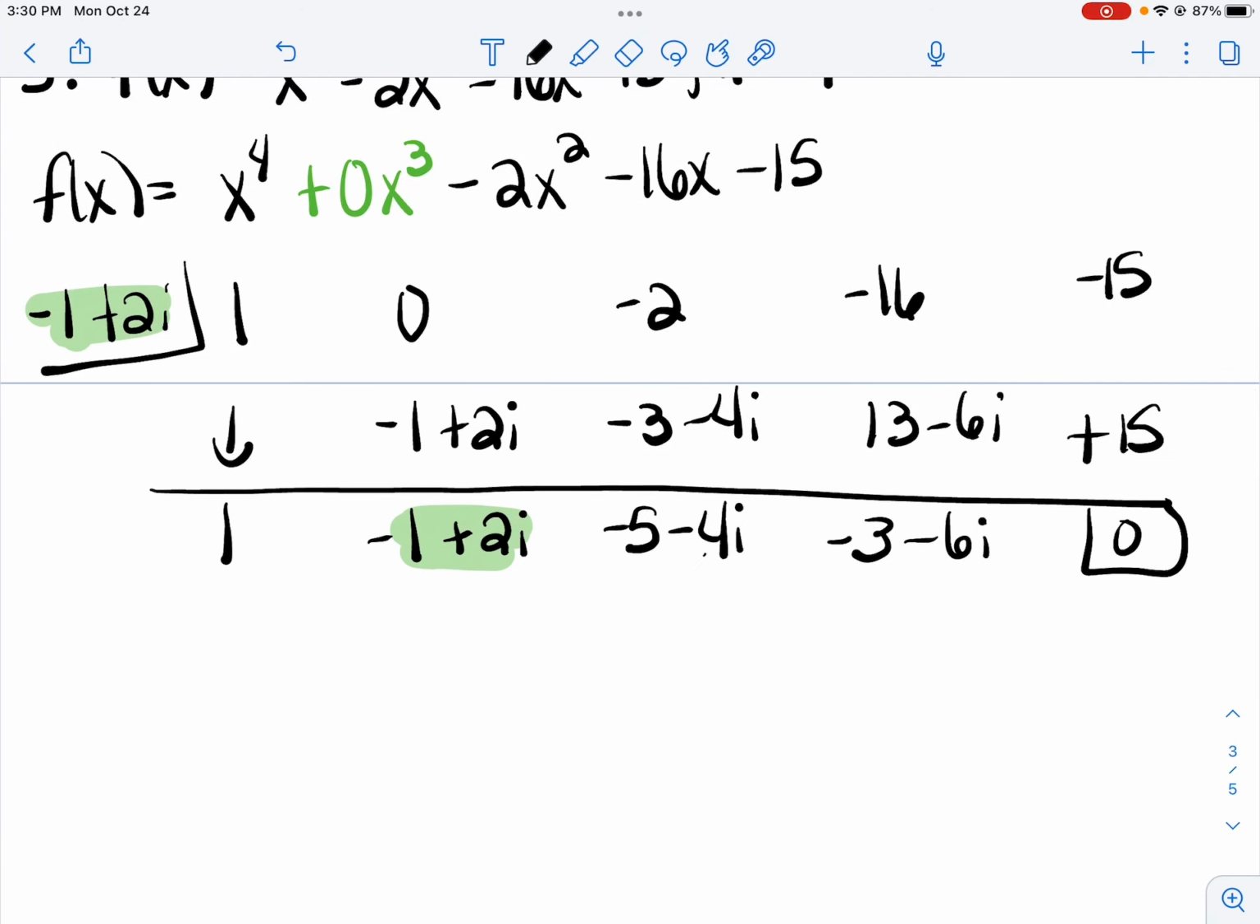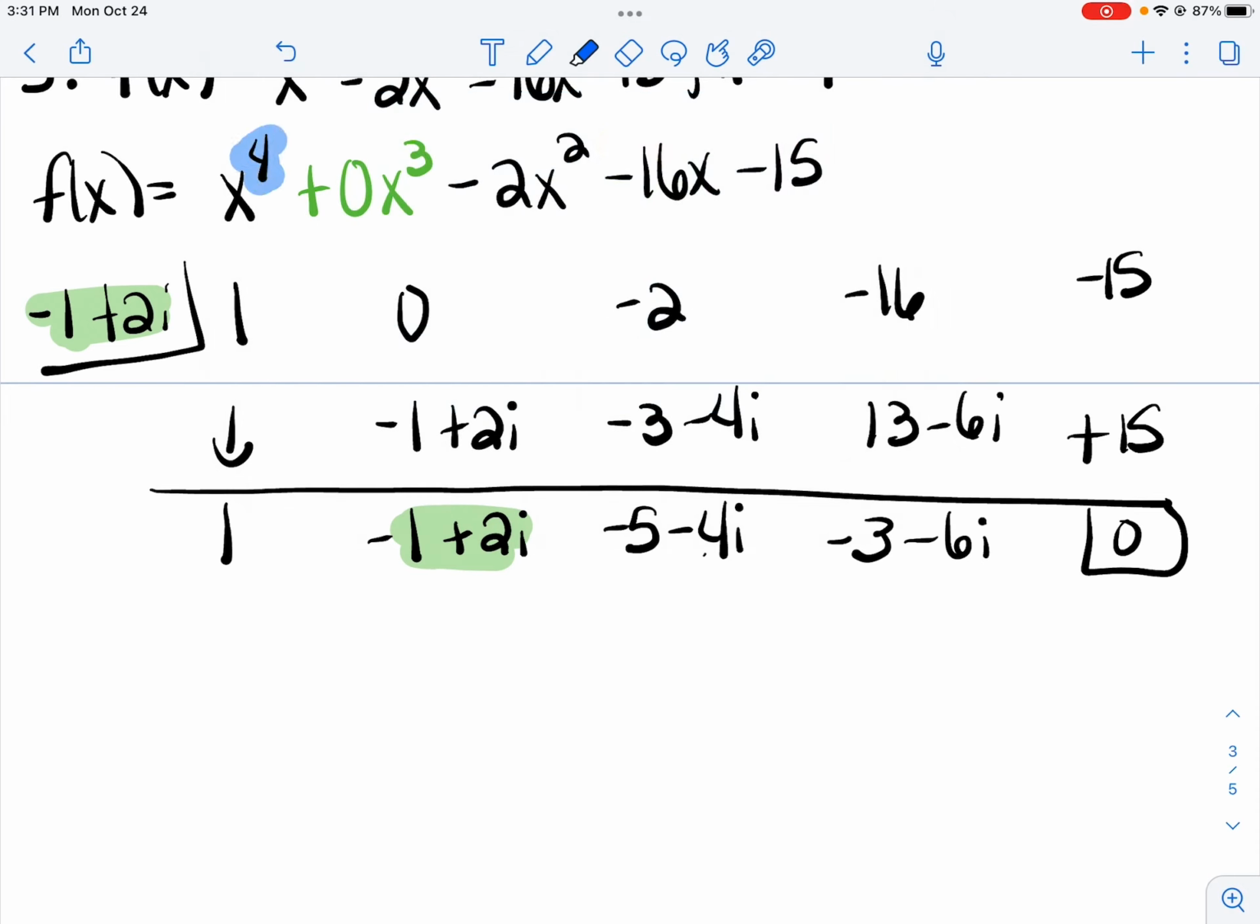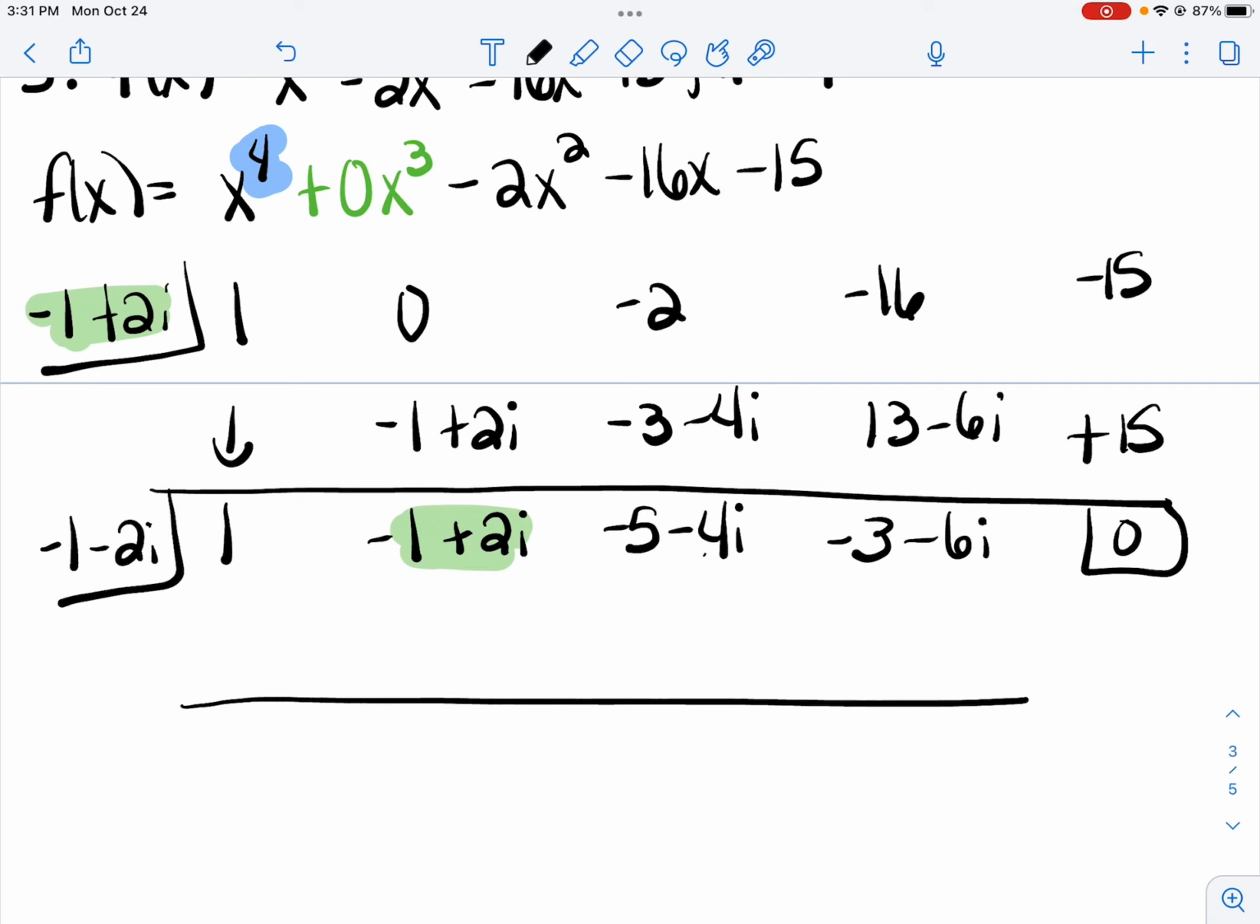Our polynomial has a highest power of 4. And so what that tells me is I'm going to end up with 4 different zeros. If negative 1 plus 2i is a 0, its conjugate, negative 1 minus 2i, is also a 0. So I'm going to use synthetic division, very similar to what I did on problem number 2, where I used that bottom row of synthetic division. Now, I can only do this if that remainder is 0.